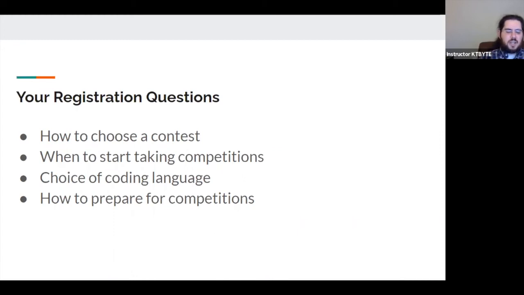And then for the highest level ones, you can start getting into it after the AP level classes. Some students want to really rush into it, especially if they're already high school students and they don't want to miss a chance to get there.